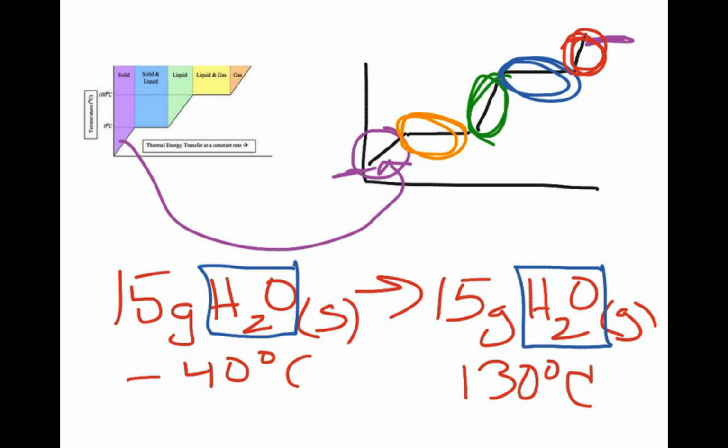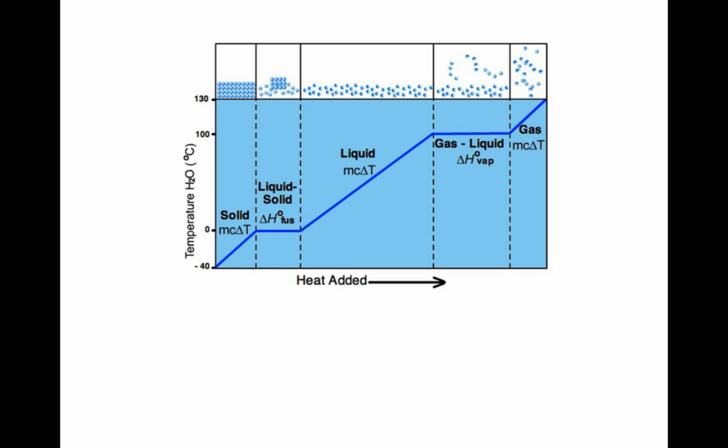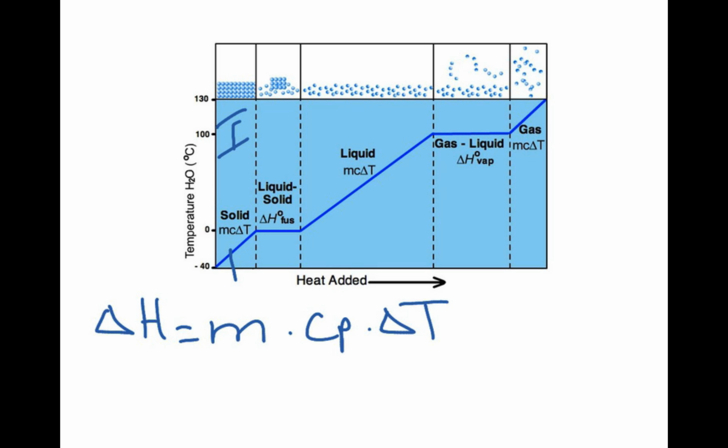Now we're going to have to consider what formulas we're going to use in order to solve this problem. This graph is an excellent graph because it's going to show us which formulas we're going to use. In interval 1, we're going to use the formula delta H equals M times Cp times delta T. We're using this formula because do you notice that the temperature is going from negative 40 to 0? There's a change in temperature. Whenever there is a change in temperature, we're going to use MCp delta T.